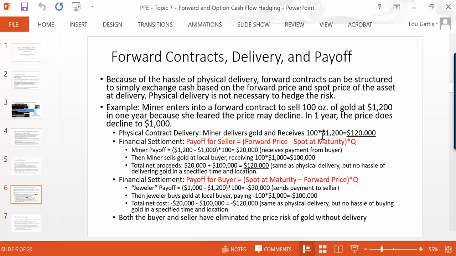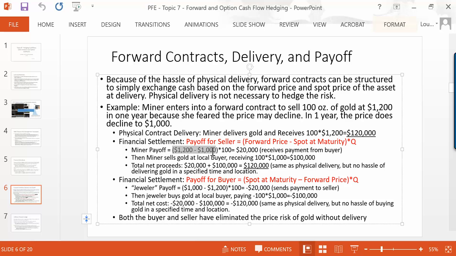So let's see how that works. I already told you if they had a physical delivery contract, they would definitely make $120,000 on 100 ounces of gold, because my forward price is $1,200 and I deliver 100 ounces. But what if the gold mine has this contract? If gold is selling, say, at $1,000 next year, gold prices fell, that's what they feared. You would make this calculation: 1,200 minus 1,000 times 100 is $20,000. You would contact your counterparty at the end of the year and say, you owe me $20,000 based on our contract. So now the gold miner has $20,000 from an institution that it signed a contract with.